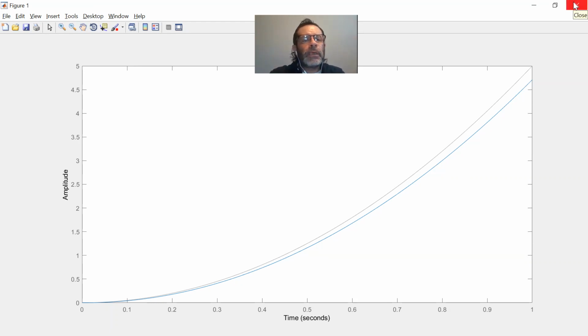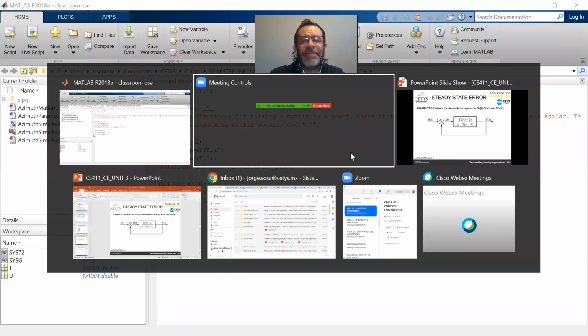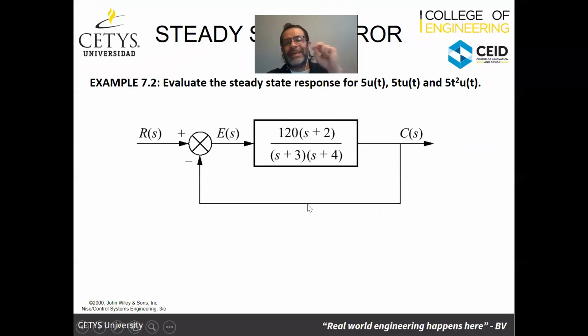So the takeaway that we have from this system in particular, the way it's configured, is that it's not going to be very good for inputs that have velocity or acceleration. We might need to change something in this system to make it react better to those situations. But currently, the way it is, it's not doing a very good job.